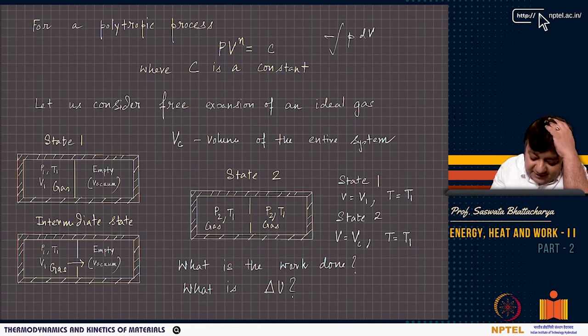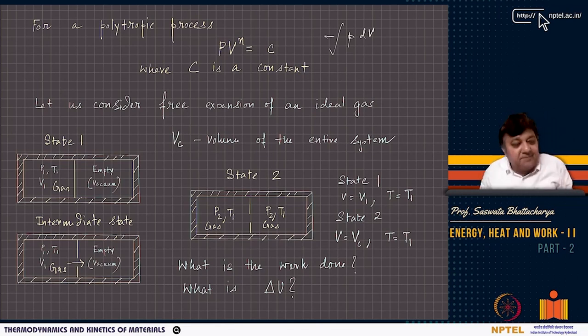Initially the wall is such that the gas cannot pass through. It is impermeable. And we have maintained the right side to be empty, that means it is vacuum. Now, if you look at the intermediate state, if I create a small orifice or an opening, immediately the gas will start filling up the empty chamber.